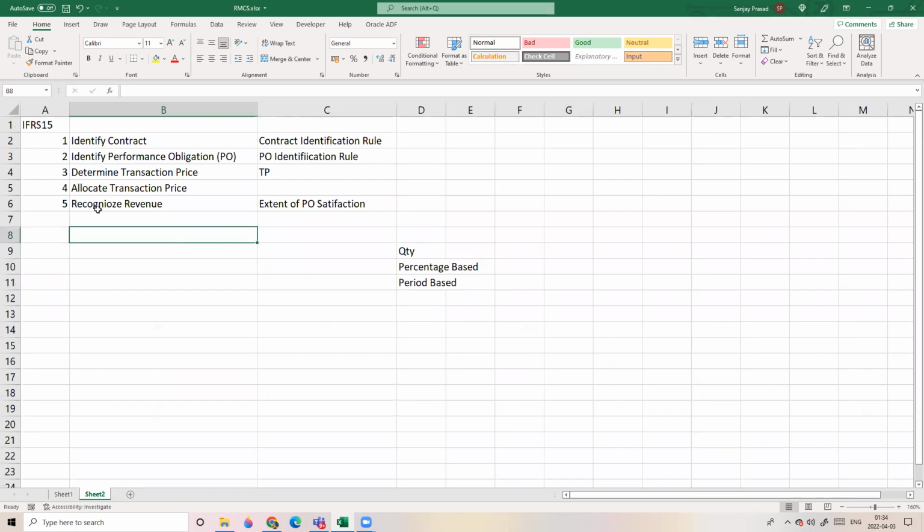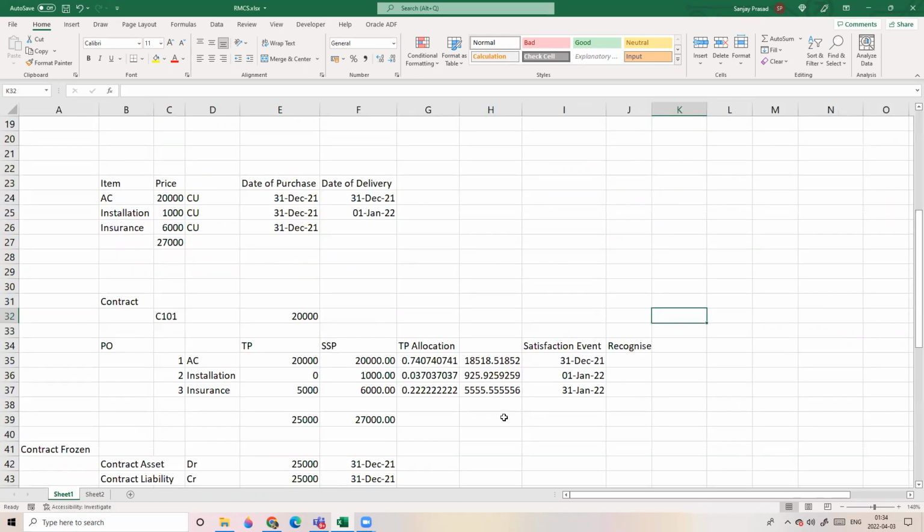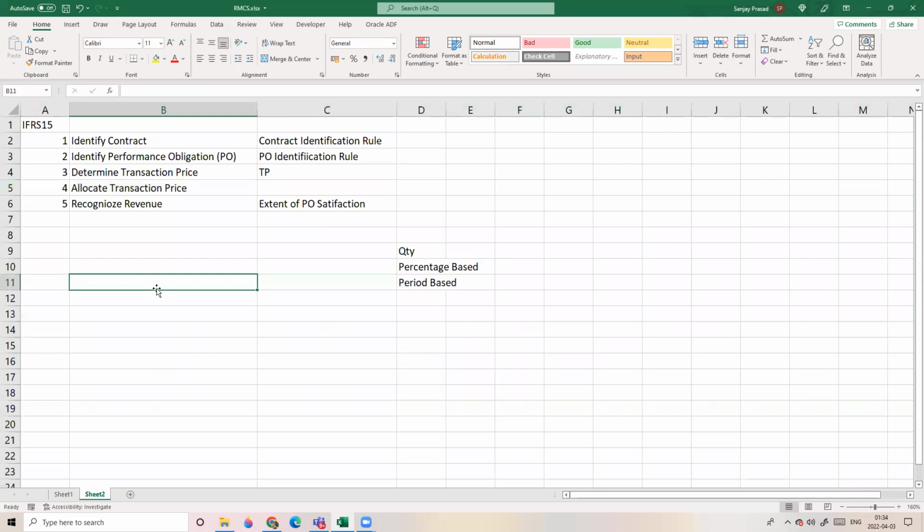In the second video, we went into detail with these steps. We completed up to allocate transaction price, where we went through the calculation of allocating the contract amount into different performance obligations based on the standalone selling price. In short, we call it SSP. Now let us proceed to the next step, that is called recognize revenue.